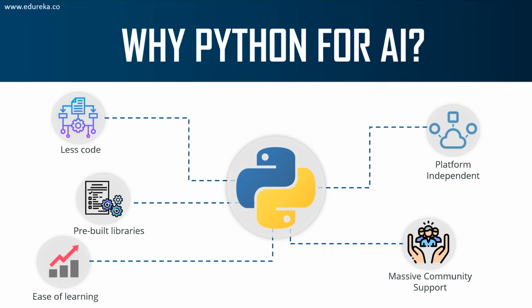Now, there are a couple of reasons as to why Python is so popular when it comes to AI, machine learning, and deep learning. The first reason is less coding is required. Artificial intelligence has a lot of algorithms. If you have to implement AI in any code or in any problem, then there are going to be tons and tons of machine learning algorithms and deep learning algorithms involved.